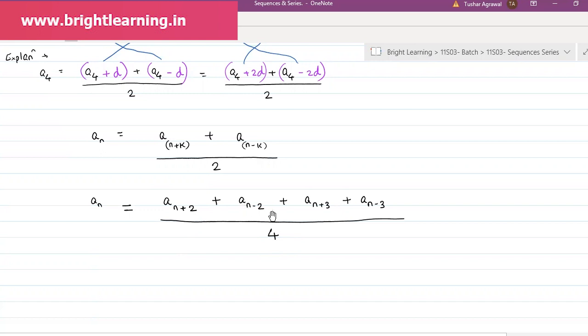So don't get confused, it is not something like 3 plus 2, 5, or 2 into 3, 6. No, nothing like that. 6 terms I can also take, but they should be pairwise terms properly. So if I take 6 pairwise terms, then divide by 6 to get the nth term. So this is that property.